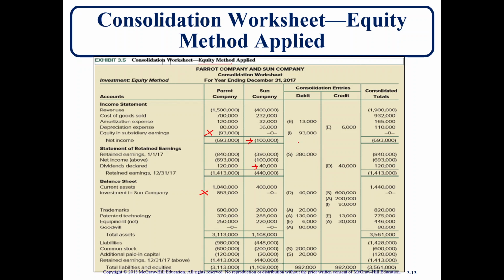We're eliminating the beginning retained earnings as well. And then note on entry E, we have a debit that pertains to the patented technology, and then a credit for the equipment. So at the end of the day, we have a zero balance under consolidation totals for our equity in subsidiary earnings. And we have a zero balance for the investment in Sun Company account under consolidated totals. And then the equity section of the balance sheet mirrors the parent company, okay? So we can say that we check mark and we did this okay. And that concludes our presentation.